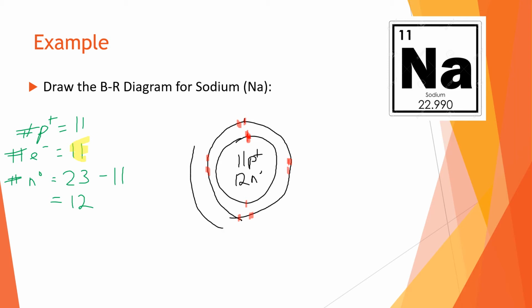So I'm going to draw a third orbit here. This can hold up to 8, but I only have 1 left of the 11 to place on the orbit. Okay, so protons and neutrons go inside the nucleus. First orbit holds 2, second 8, third 8. In this case, with a Bohr-Rutherford diagram for sodium, I only had 11 electrons to put on the orbits. So 2 in the first, 8 in the second makes 10, which means I had 1 left over to put in the third orbit.